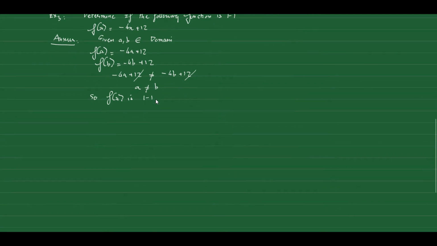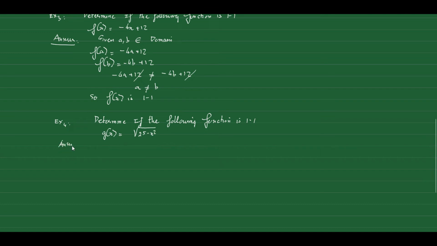Okay, how about this one? I'm going to do the same thing. Determine if the following function is 1-to-1. So I have a radical function.